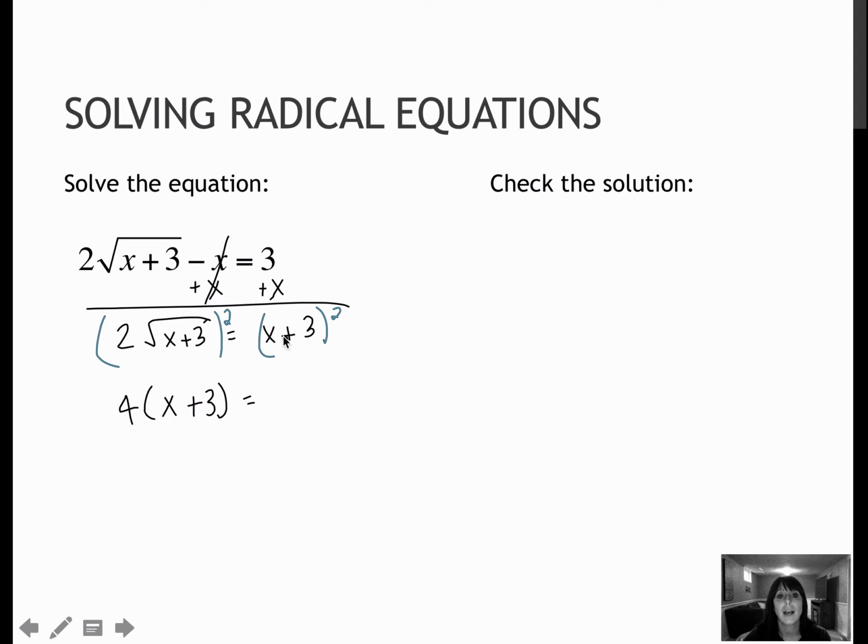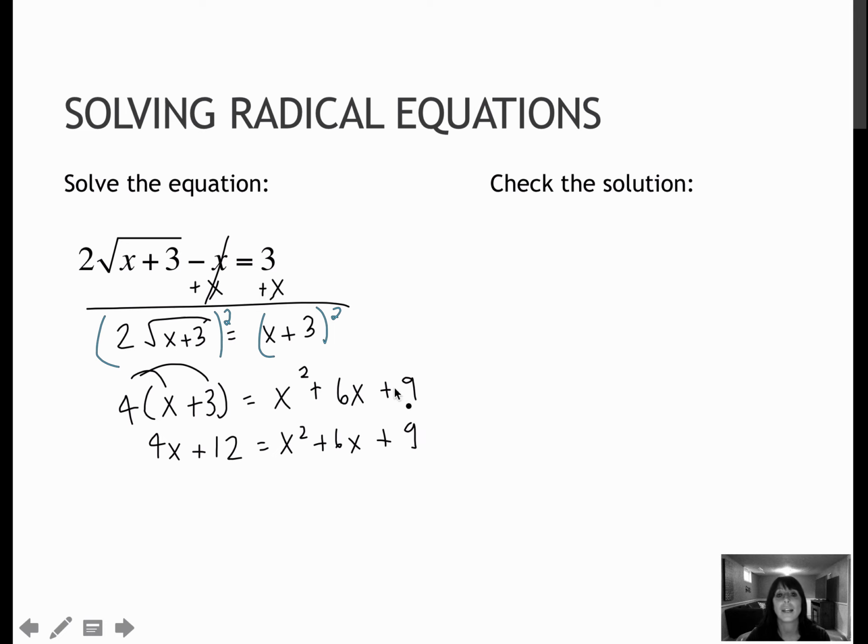On this side, I have x plus 3 quantity squared, which means I'm foiling it out. This is a perfect square, so I know it's the first term squared, twice the product of the 2 terms, and the last term squared. On the left side, I'm just going to distribute that 4, so that gives me 4x plus 12, and then x squared plus 6x plus 9.